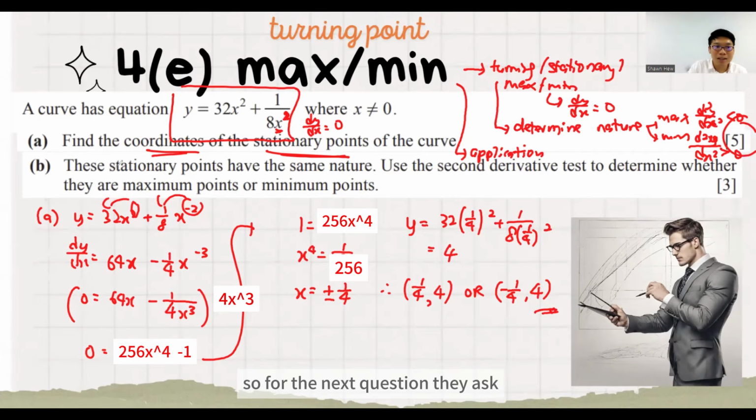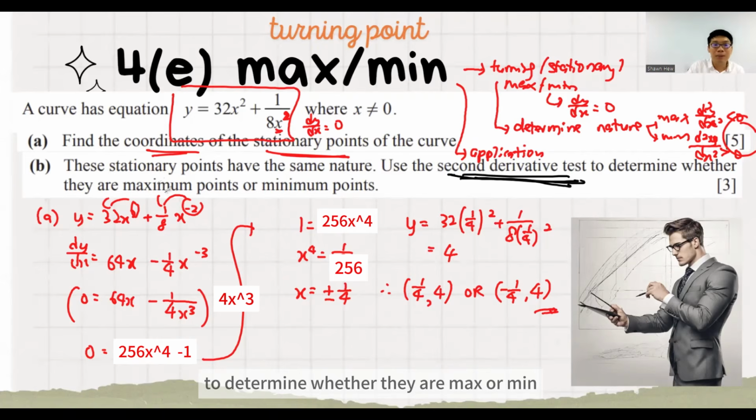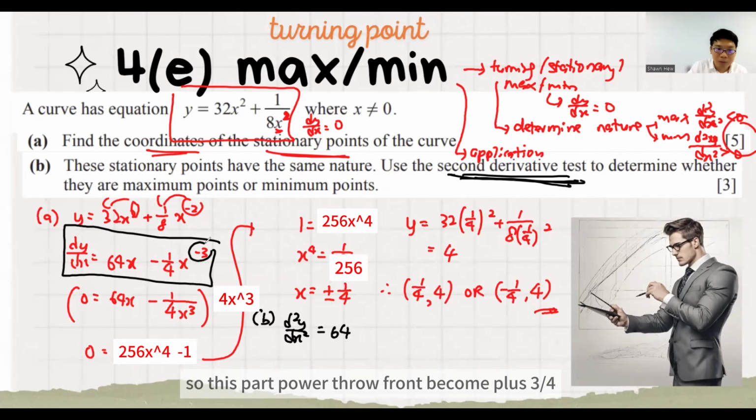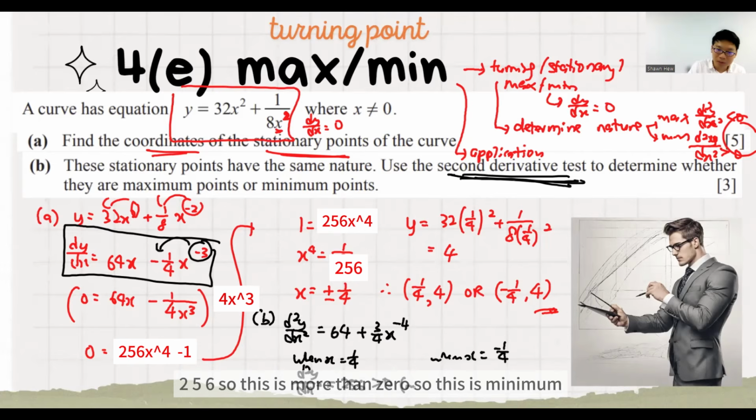For the next question, they ask whether these stationary points have the same nature. Use the second derivative test. It means they ask you to use d2y dx squared to determine whether they are max or min. So for part B, we do d2y dx squared. We use this to differentiate. So 64x becomes 64. This part, power comes to the front, becomes plus 3 over 4, x power minus 3 minus 1 becomes x power minus 4. Then we sub in when x equals 1 over 4, and when x equals minus 1 over 4, my d2y dx squared equals 256. This is more than 0, so this is a minimum.